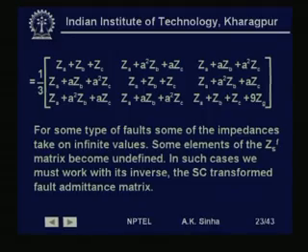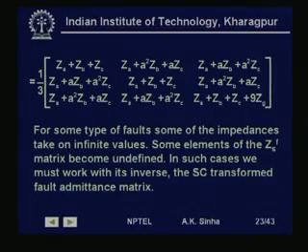Now, as we have seen, for creating different kinds of faults, we have to make some of these impedances Z A, Z B, Z C or Z G infinite. If we do that, then we find that this matrix will have terms which are infinity, and therefore this matrix will not be defined. In that case, we need to change over to a fault admittance matrix. So, this is what I have mentioned here.